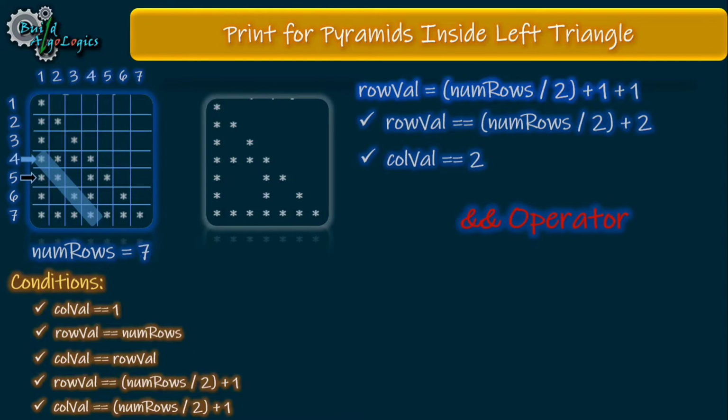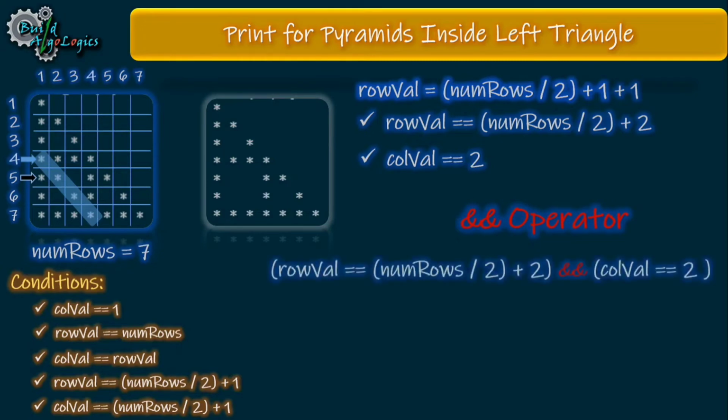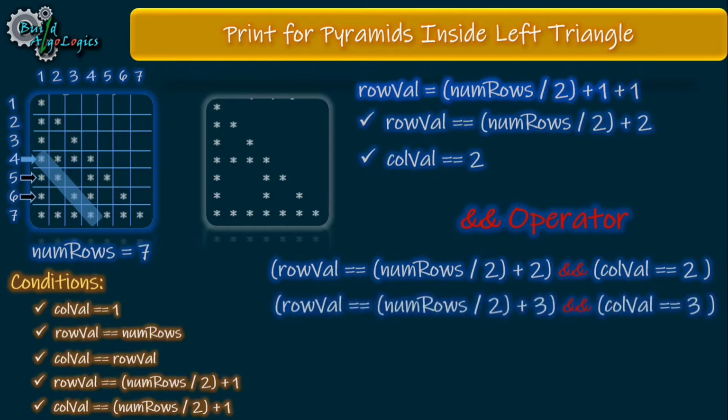For example, if we write our condition like this, these conditions will only return true if both of these conditions return true. I'll also provide you some links in the description of this video from where you can learn about these operators in more detail. So now let's write conditions for printing these stars. Here row val is numbers divided by 2 plus 3, and also col val is 3, and this will be same for each value of rows. Means each time row val and col val get incremented by 1.